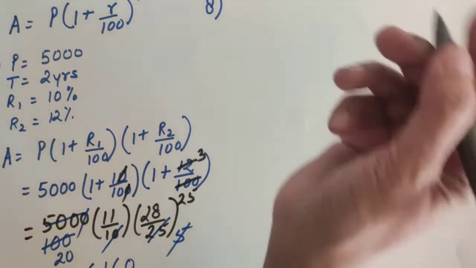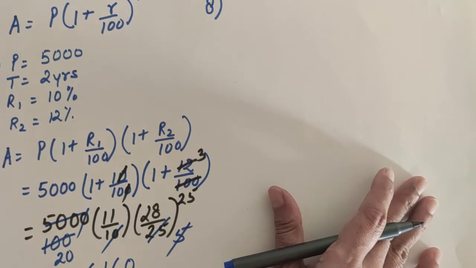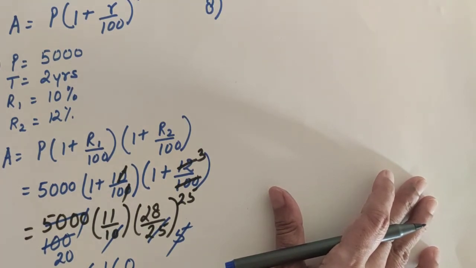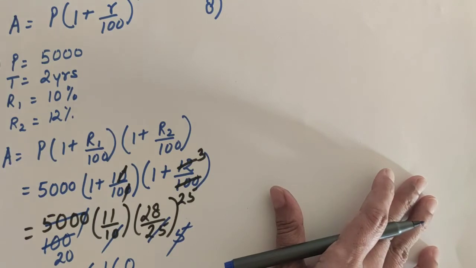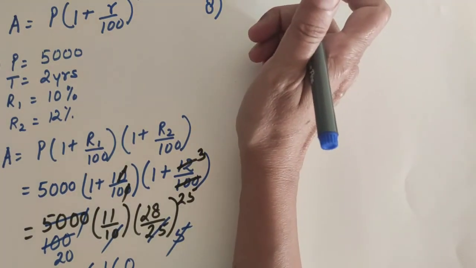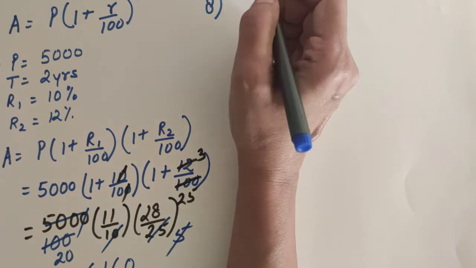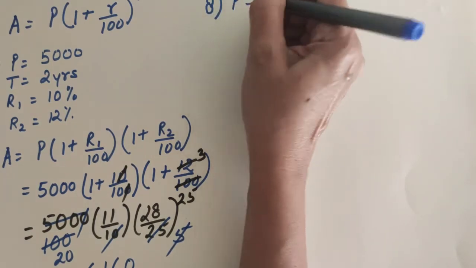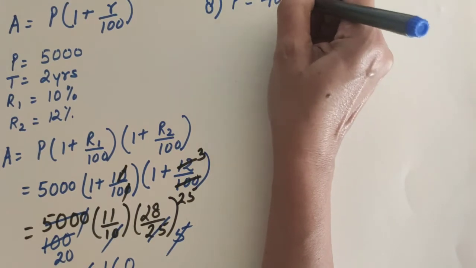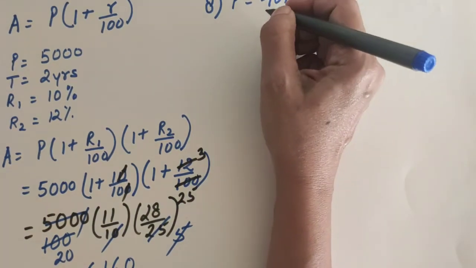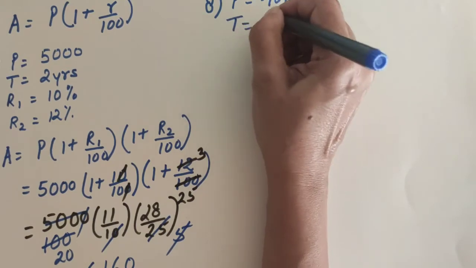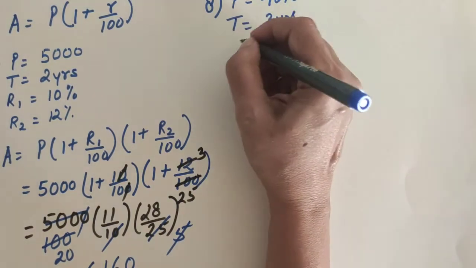Question number 8. Rekha borrowed rupees 40,000 for 3 years at 10% per annum compound interest. Calculate the interest paid by her for the second year. Now they have asked you the interest for the second year, so obviously you have to use the simple interest formula. So I am using the simple interest formula. Principal is 40,000 rupees. Time they have given you 3 years, for 3 conversion periods. Rate is 10%.